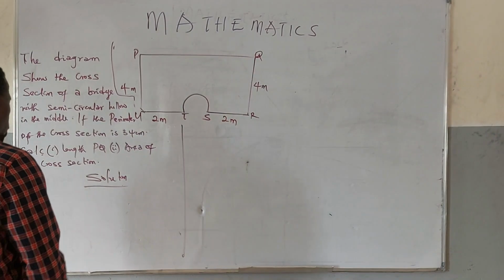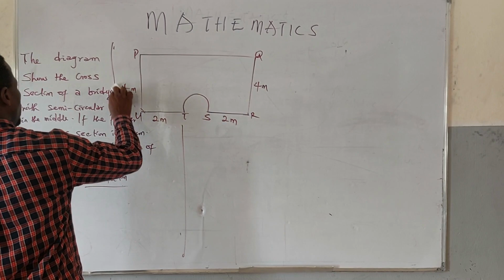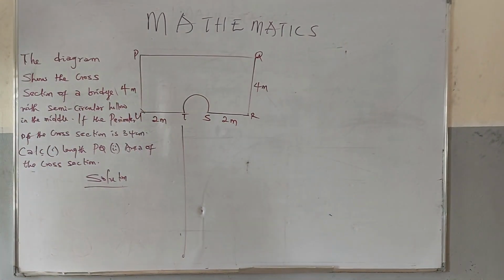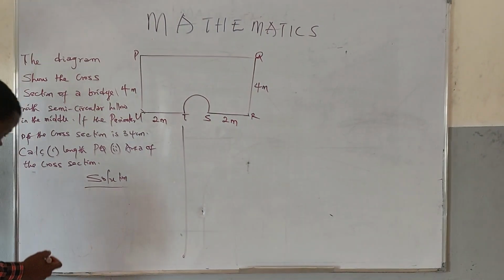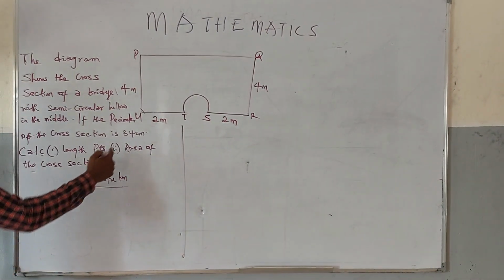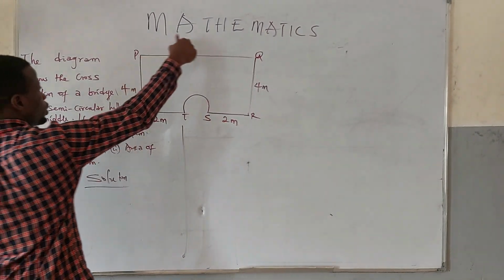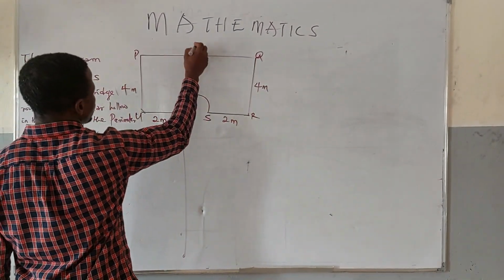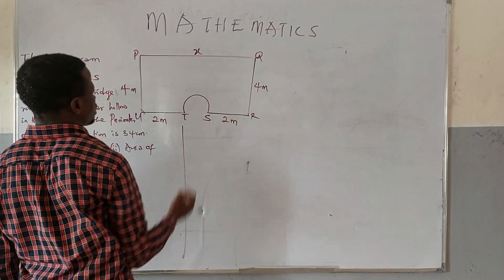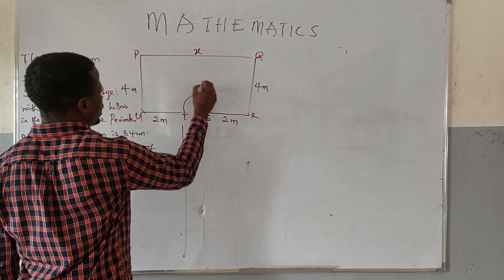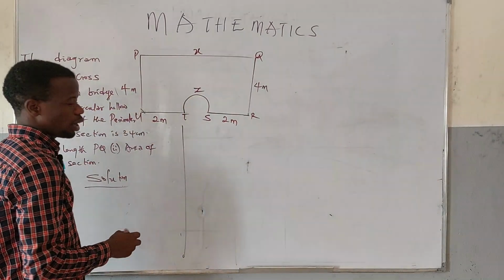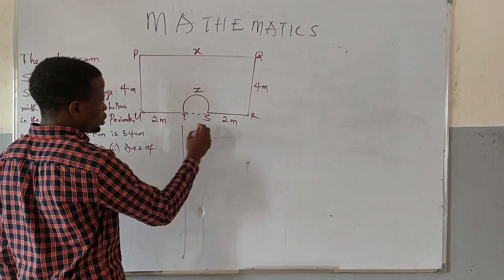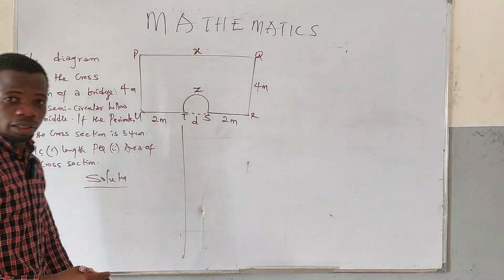So this is the question itself. How do we solve this? We have the perimeter. We say the perimeter is this plus this plus this plus this plus this plus this. Let's call this X. Let's call this Z. And don't forget, there's a distance between this. This is the diameter of the cross section, right?